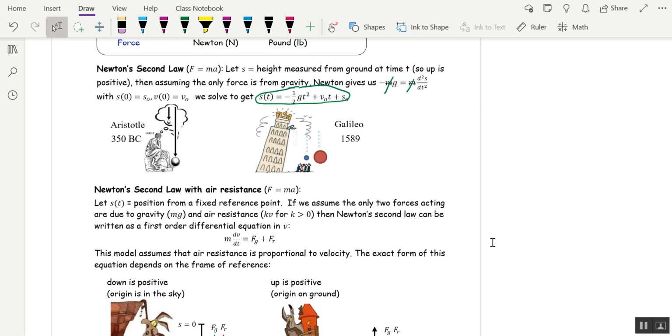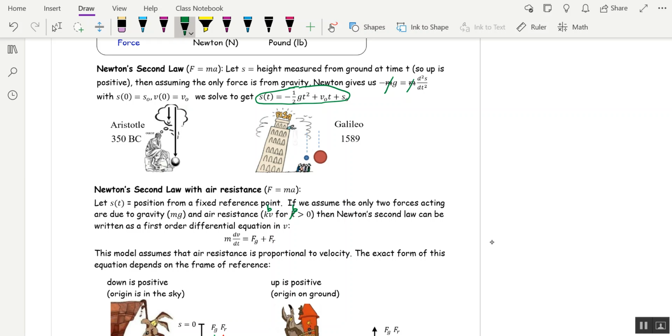So in this model today, we're going to assume two forces are acting on our object. One, acceleration due to gravity, that's m times g. And two, the force due to air resistance, and that's going to be proportional to the velocity. So kv, or actually your book uses b, bv for some positive b.